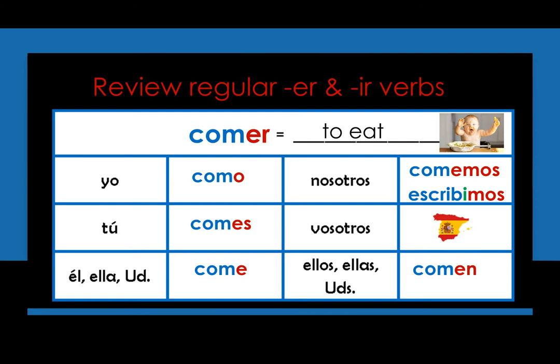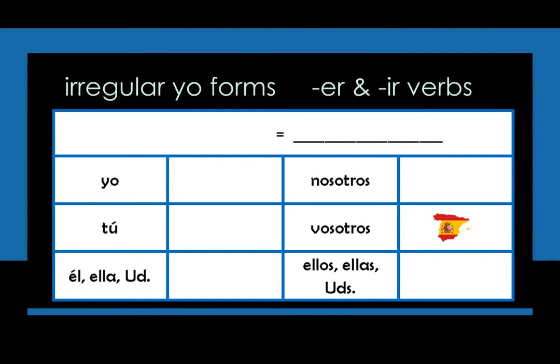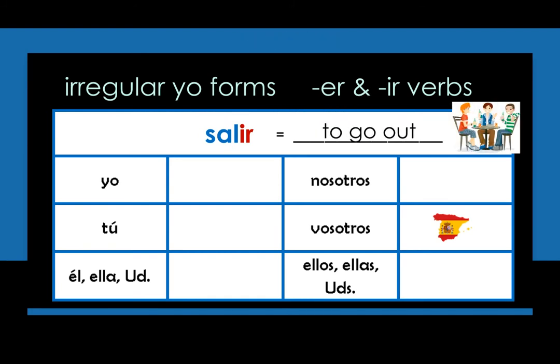Now let's take a look at the irregulars. The irregular yo forms for ER and IR verbs, we're going to start with the verb salir. Salir means to go out, like when you go out with your friends for some sodas. So you can see SAL is the root. This is an IR verb, which is in red. So when you conjugate this one out, it's going to be salgo, sales, sale, salimos, and salen.